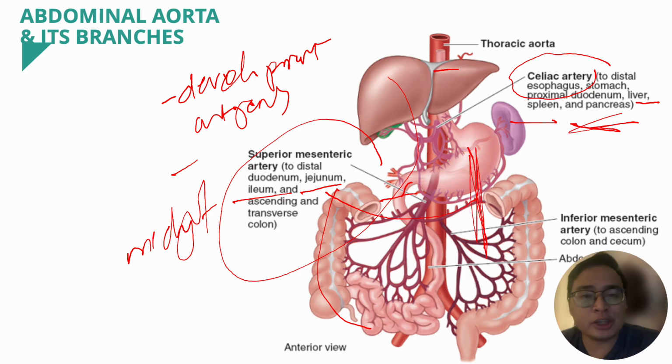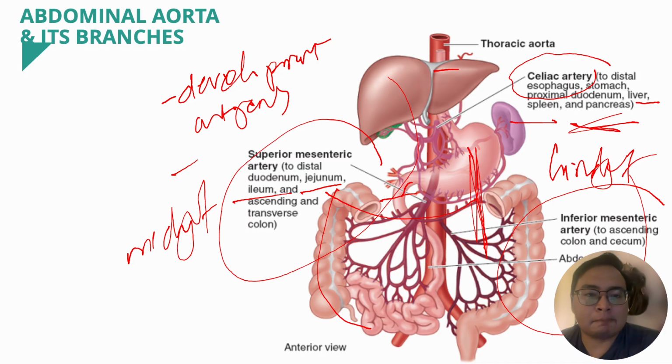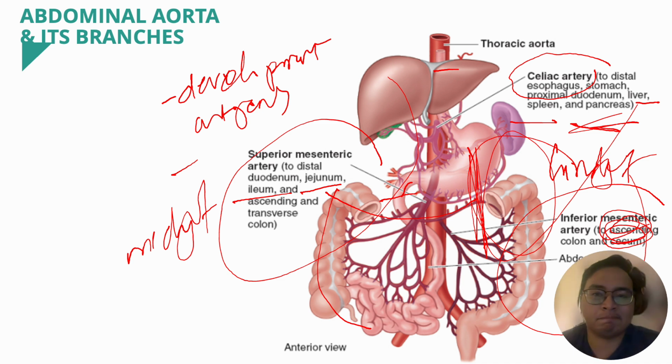In contrast, the inferior mesenteric artery supplies the derivatives of the hindgut. So it supplies the descending colon as well as the cecum. Take note, this figure is erroneous. This should be descending colon as well as the distal 1/3 of the transverse colon.